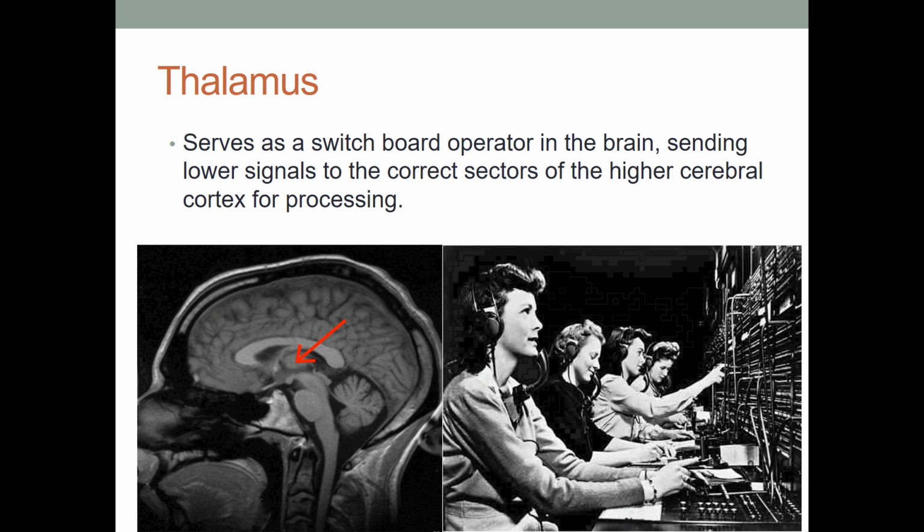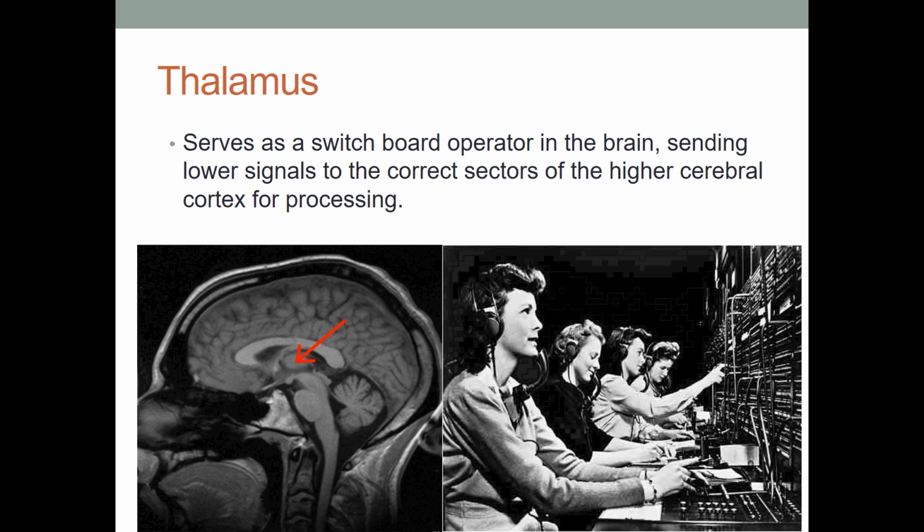Here's a new structure that we haven't talked about yet. So now we're at the top of the limbic system, just below the cingulate gyrus, but above the hippocampus and the amygdala. And we've reached an area called the thalamus. The thalamus works as the switchboard operator in your brain. I've named the thalamus Thelma in my head. And Thelma is a switchboard operator, and she sits at the switchboard.